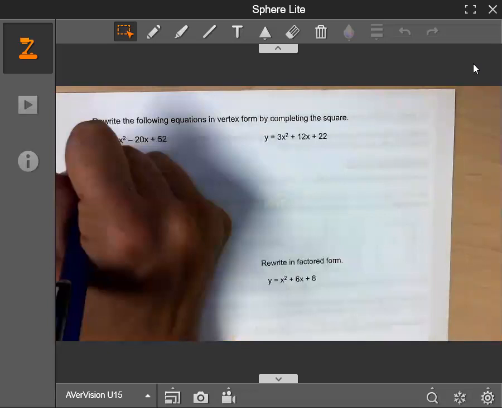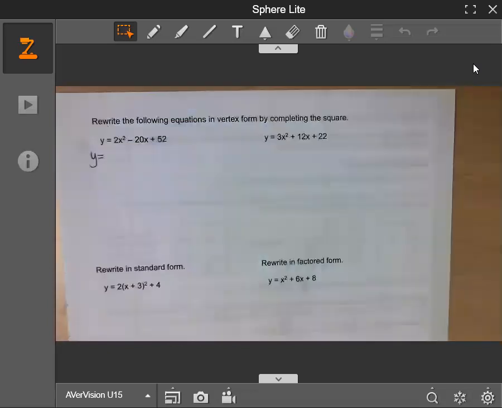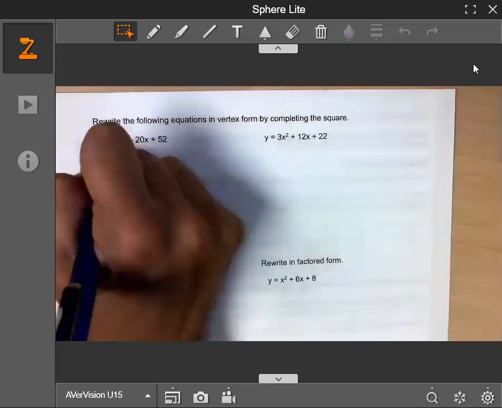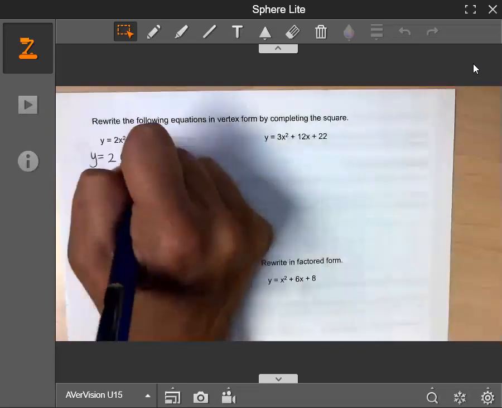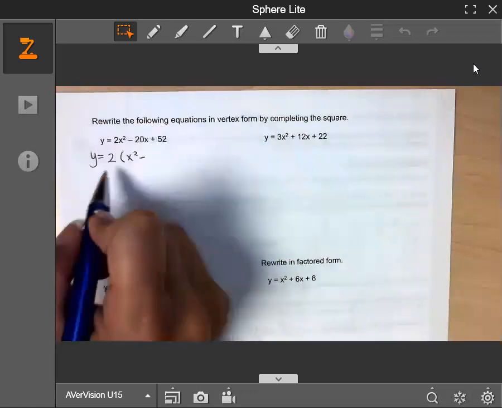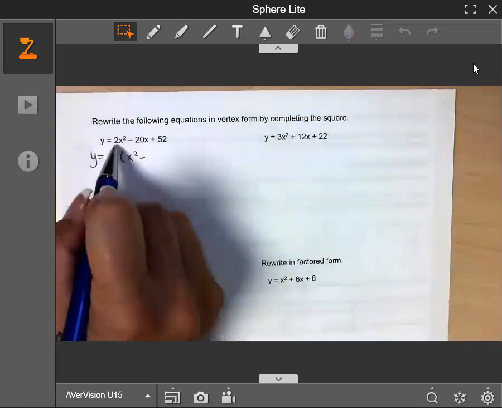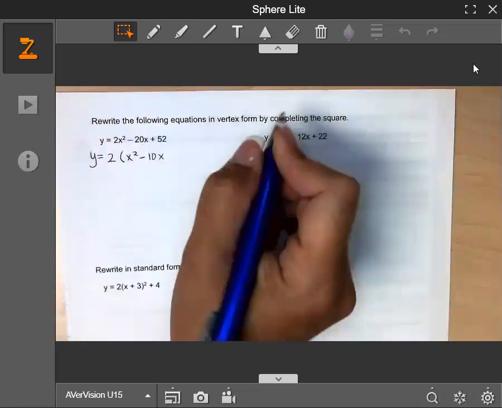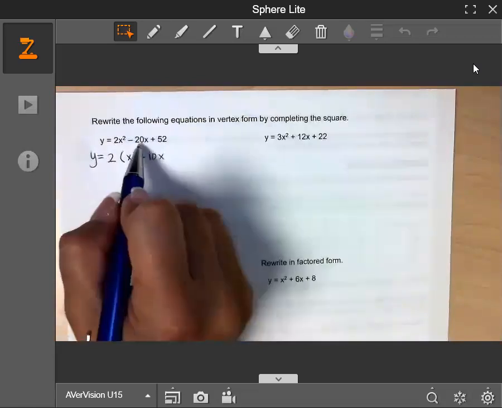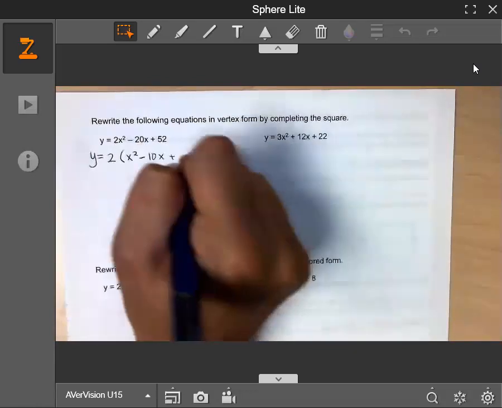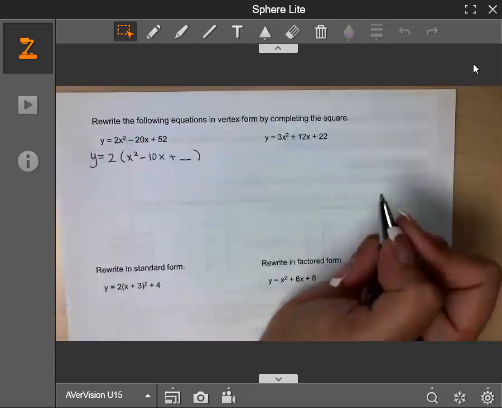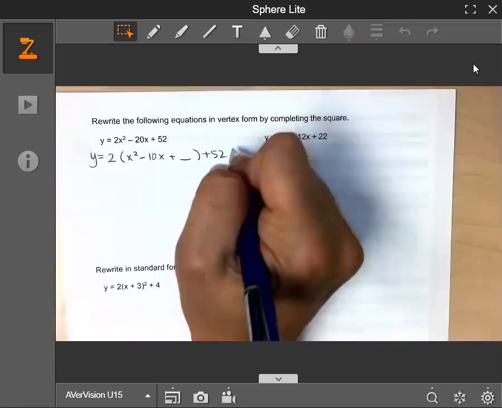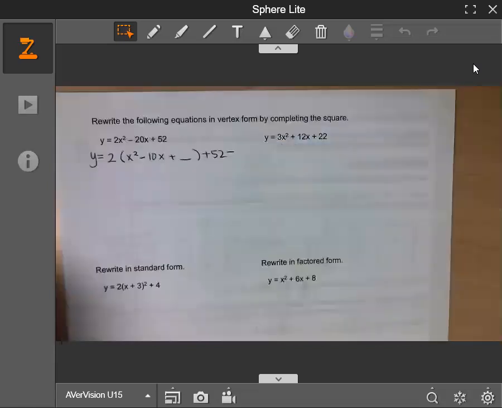When I get this set up to do my perfect square trinomial, I'm going to have to factor whatever's in front of the x squared. So I factor out the 2 here, and I get 2 times x squared gives me 2x squared. 2 times -10x gives me that -20x. And then again, I'm going to just put my blank there to make it a perfect square trinomial. And we've got this 52 on the outside there. I'm going to have to subtract from there whatever value I add here.